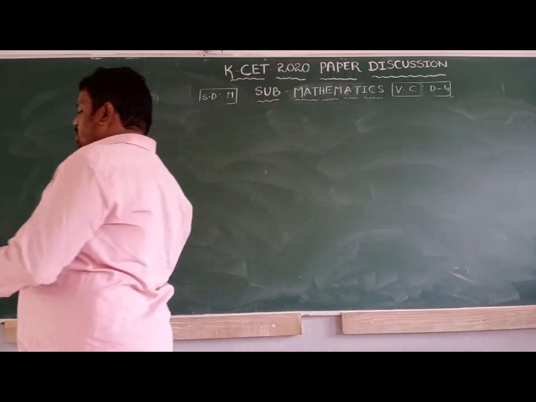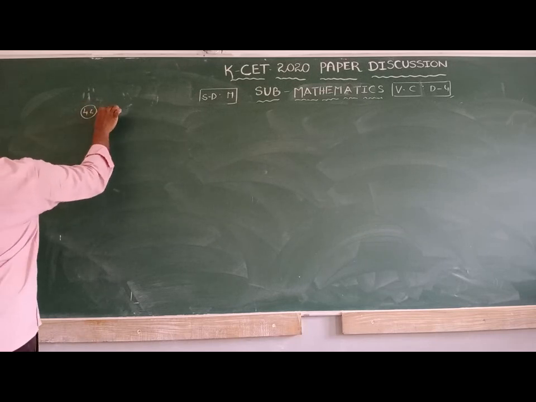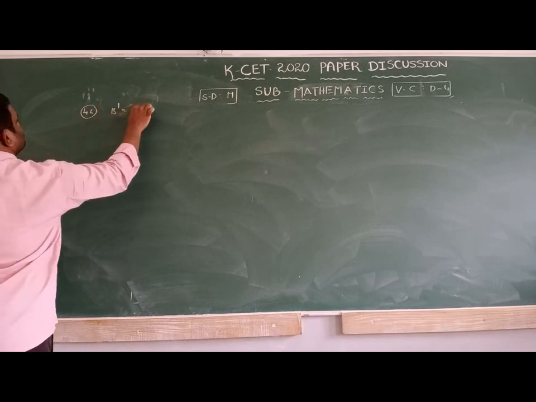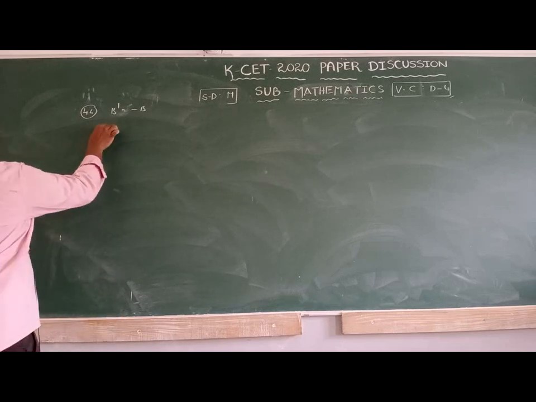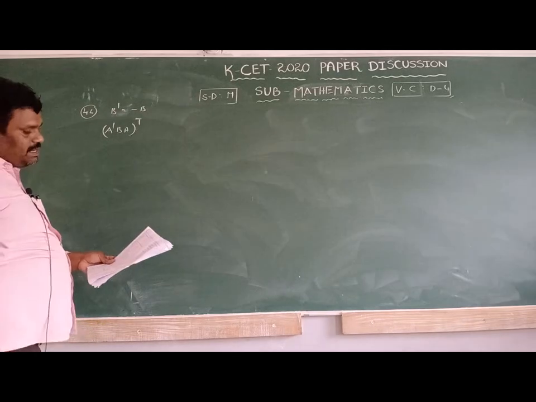46th bit. If A and B are matrices of the same order and B is skew symmetric, B transpose, B dash, is equal to minus B. Now here we prove that A dash B A, given, is a skew matrix or symmetric or null diagonal.